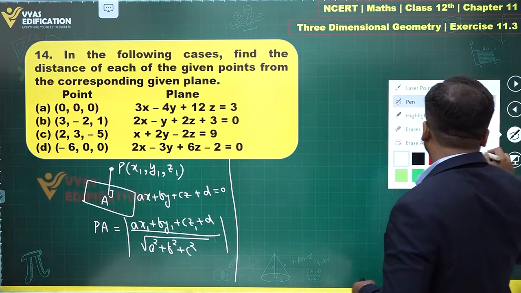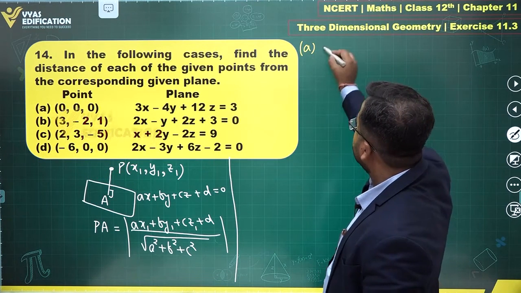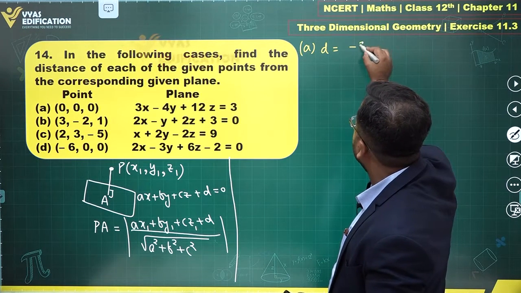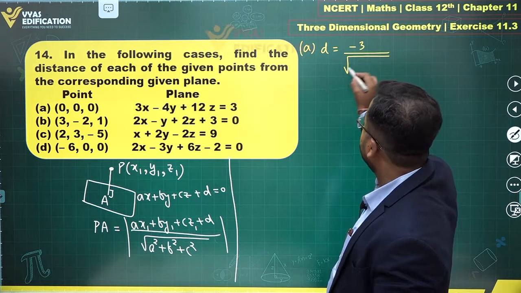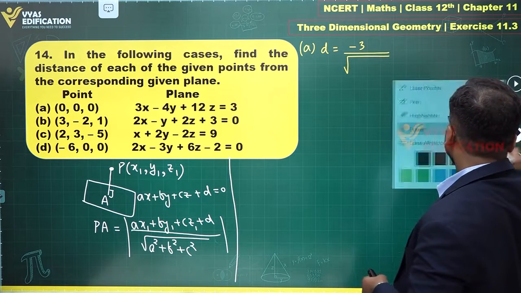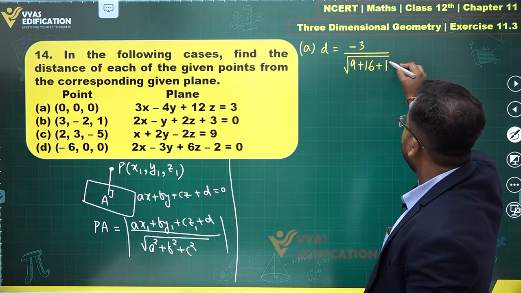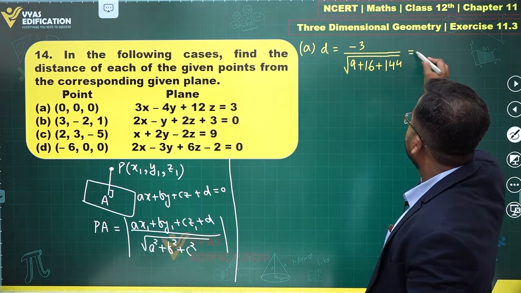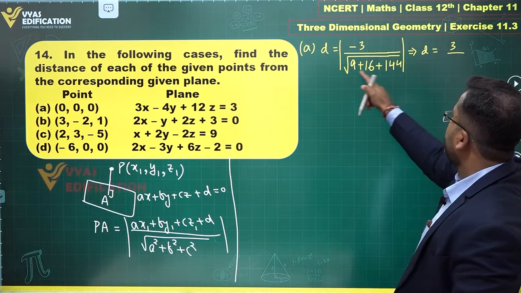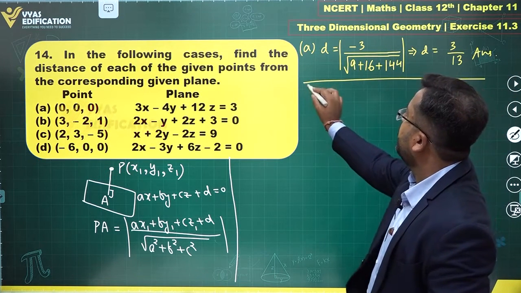Let's take a look at the first part, part A. You want to find the distance of 0, 0, 0 from here. So distance will be equal to 0 plus 0 minus 0 plus 0 minus 3 upon under root of 3 square, which is 9, plus 4 minus 4 square is 16 plus 12 square is 144. Take a modulus, and this becomes nothing but 3 upon 144, and this becomes 169, under root will be 13. That's my answer for this part A.